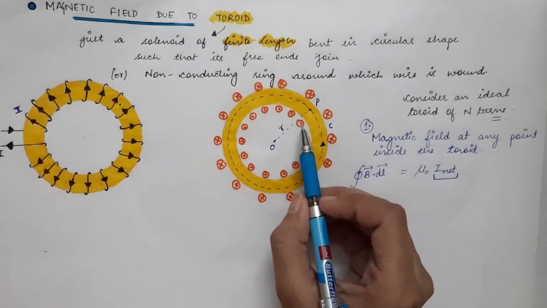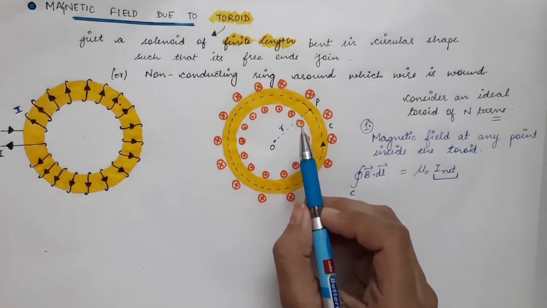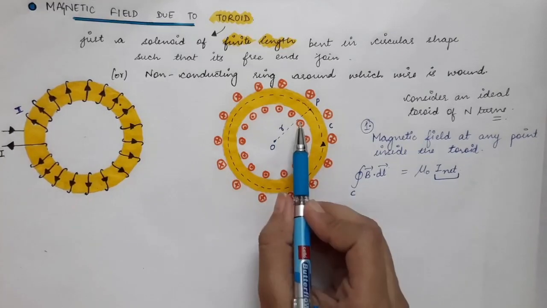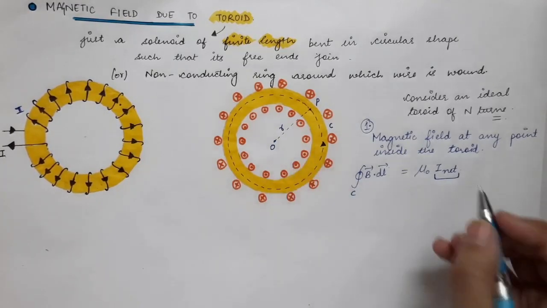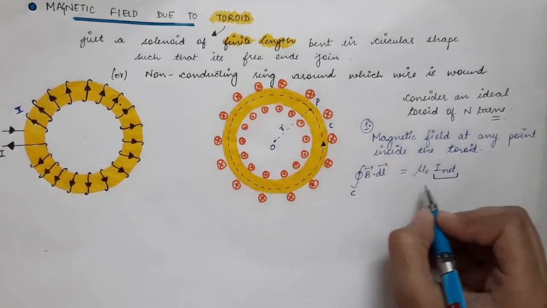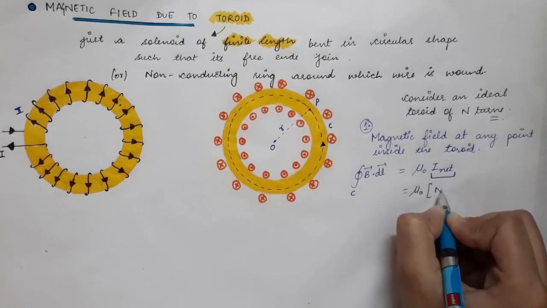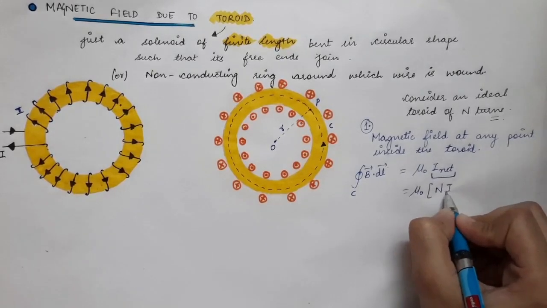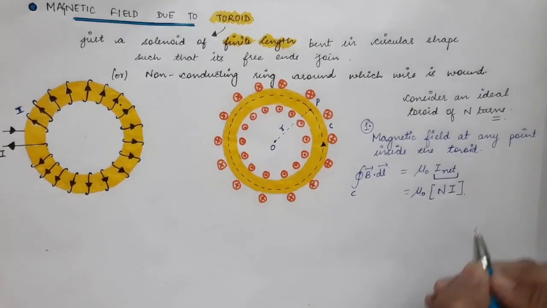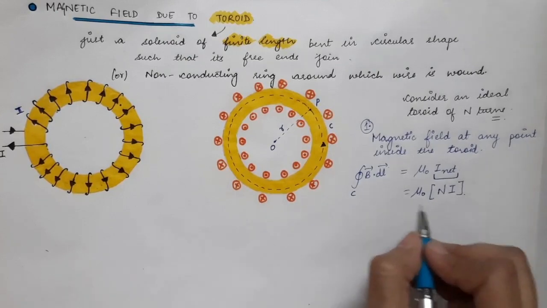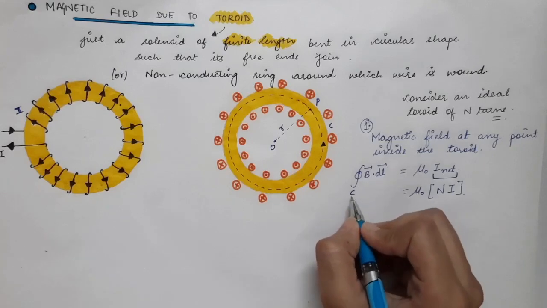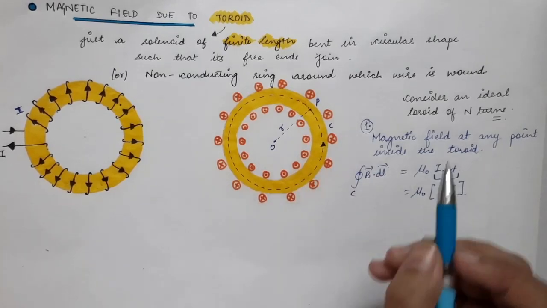So what will be the net amount of current which is passing through this closed path? That will be equal to capital I times the number of turns. So net amount of current which is enclosed by the path C is just equal to number of turns, capital N, times current which is flowing through each turn, capital I. So the right hand side will be equal to this. Now we will be solving the left hand side. So we have line integral of magnetic field over a closed path C.